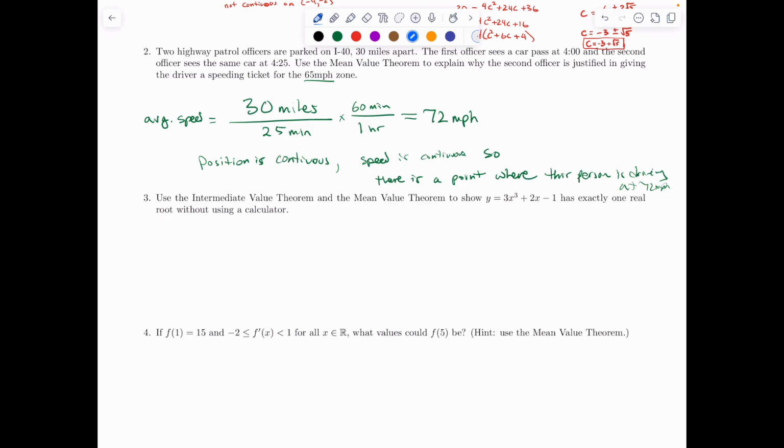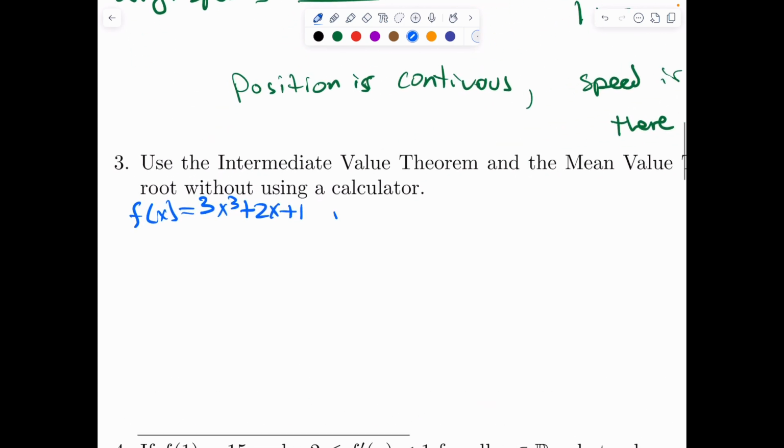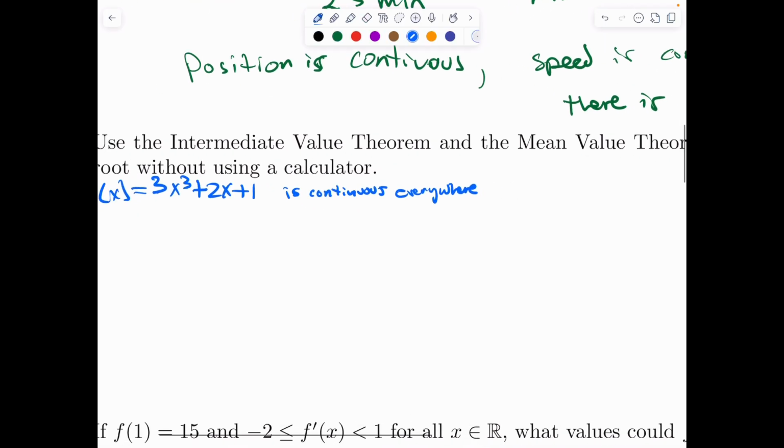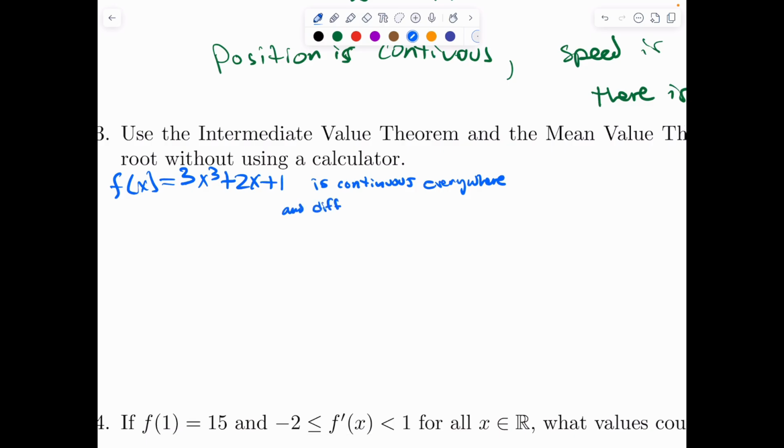First of all, there is a root, and to do that, we need to just note that this is a continuous function, so we'll call this f of x is 3x cubed plus 2x plus 1 is continuous everywhere. It's also differentiable. Okay, so maybe I should just move these around. There is continuous and differentiable everywhere.